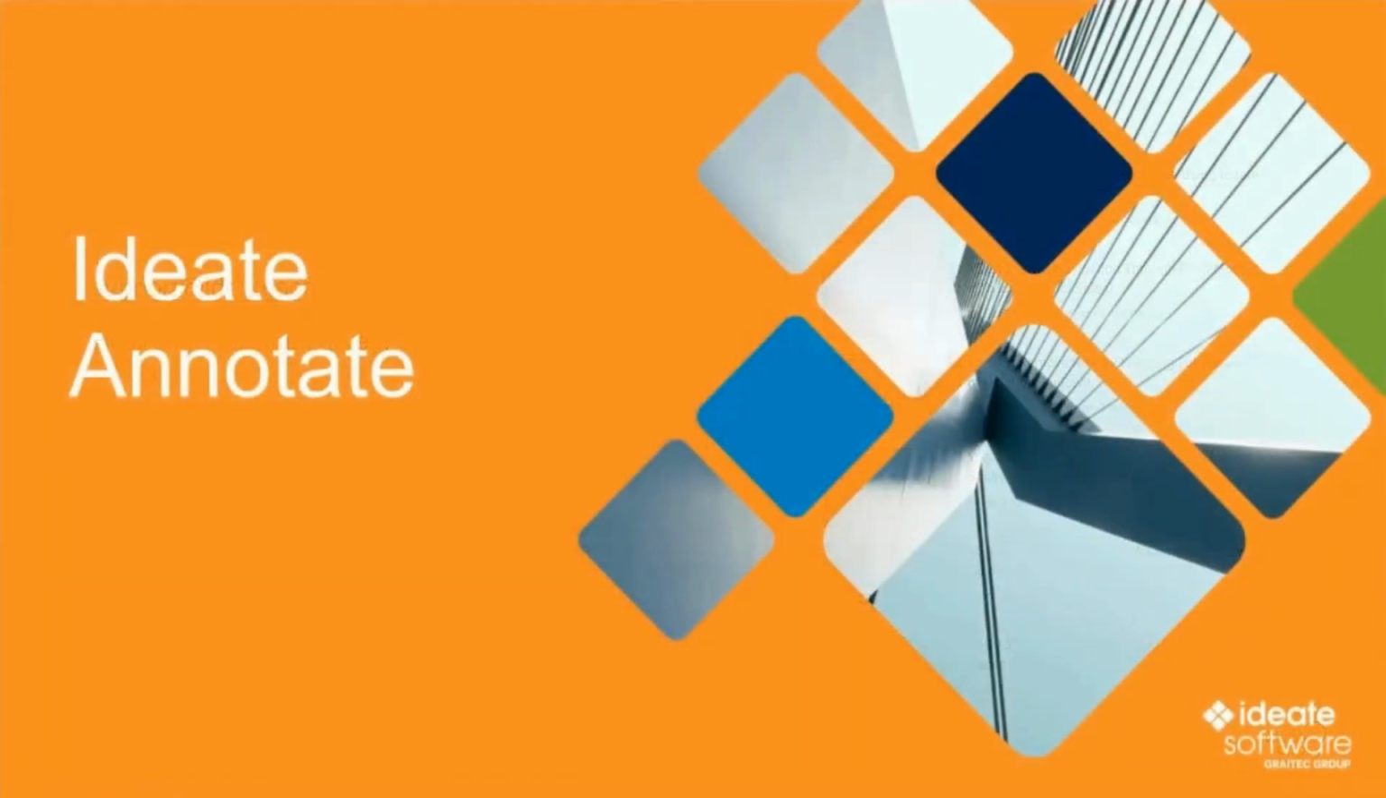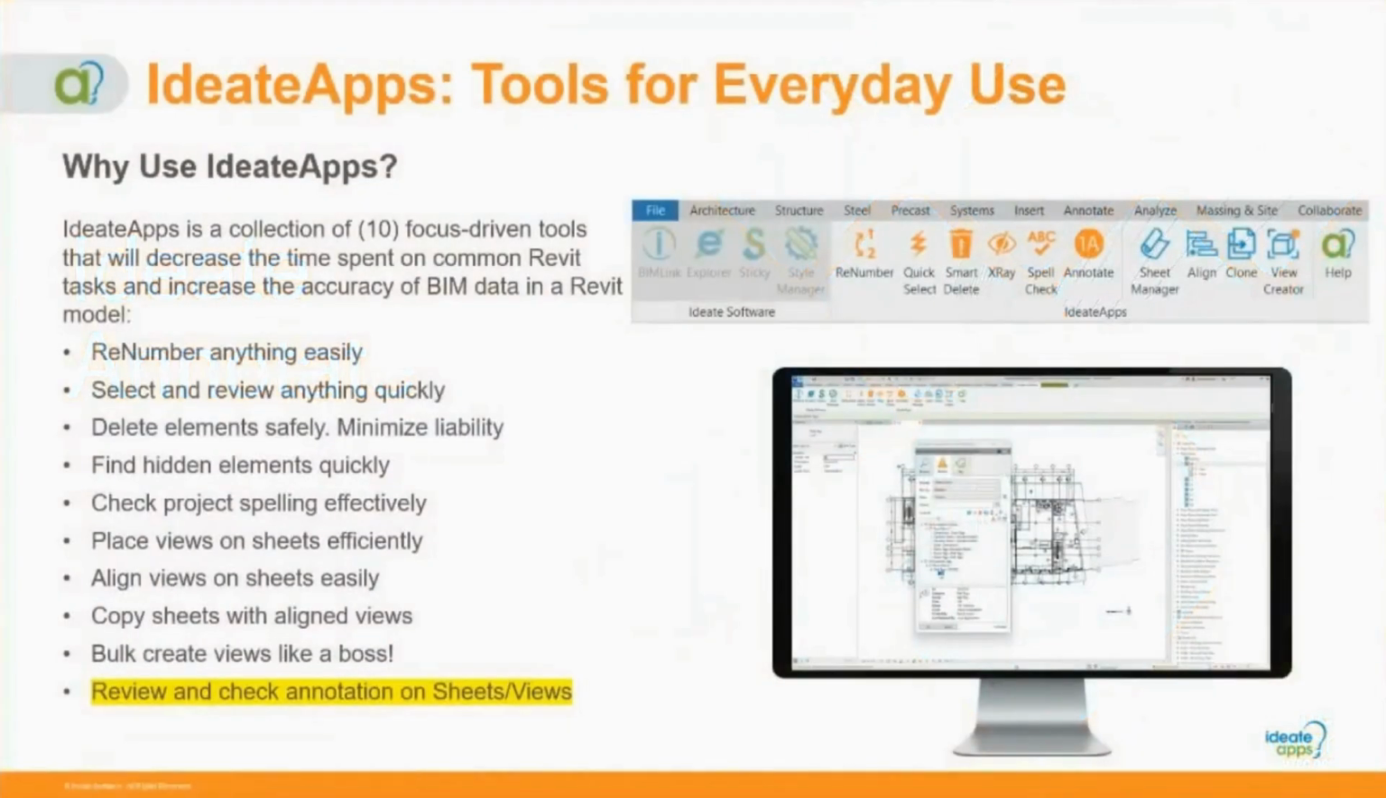Like I said, we're going to cover Ideate Annotate today, which is one of the Ideate apps. There are a number of them that focused on particular things. Ideate Annotate is to review and check annotation. You can also do some tagging from there, but today we're going to talk about the review portion.